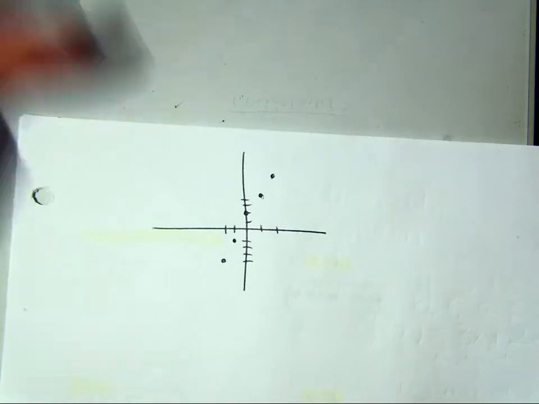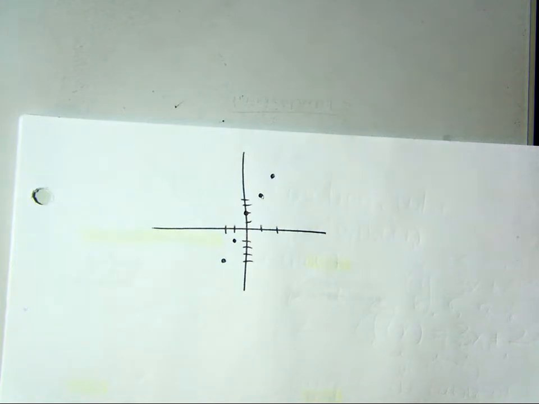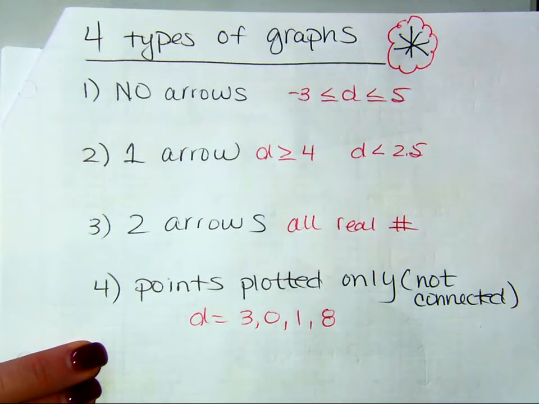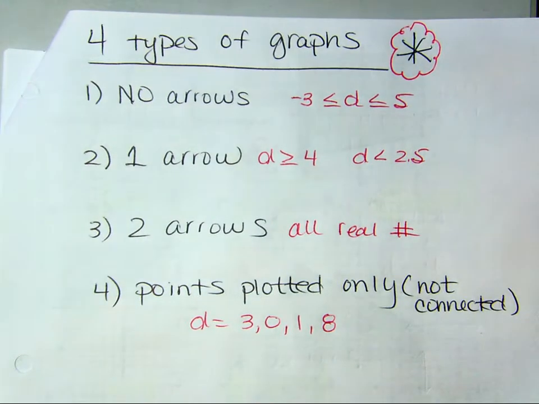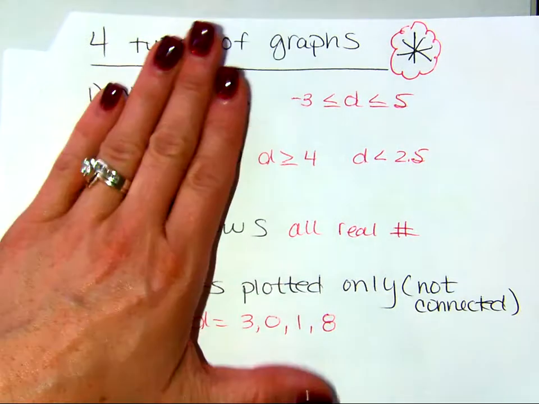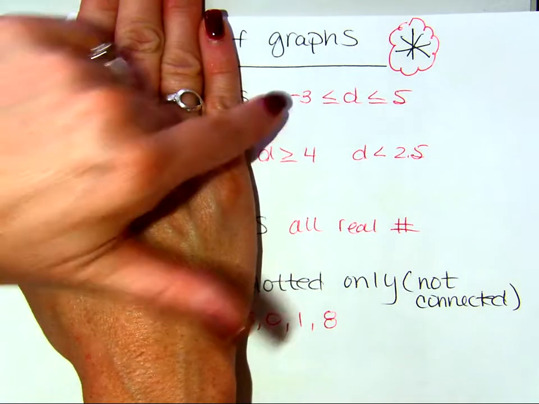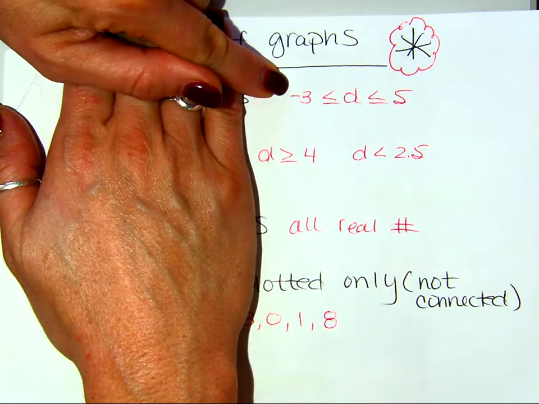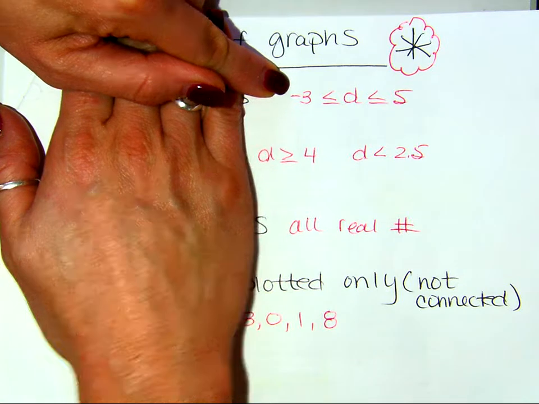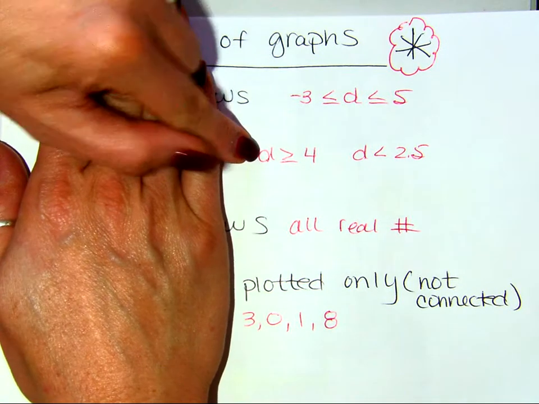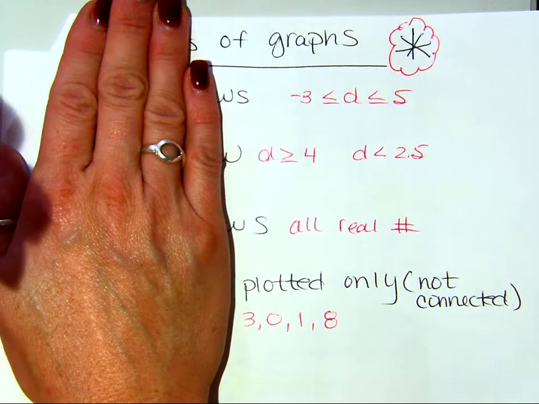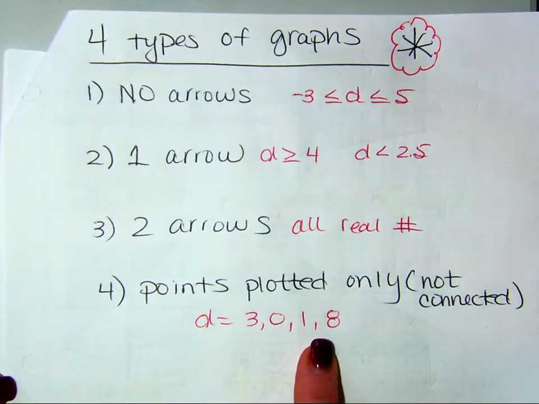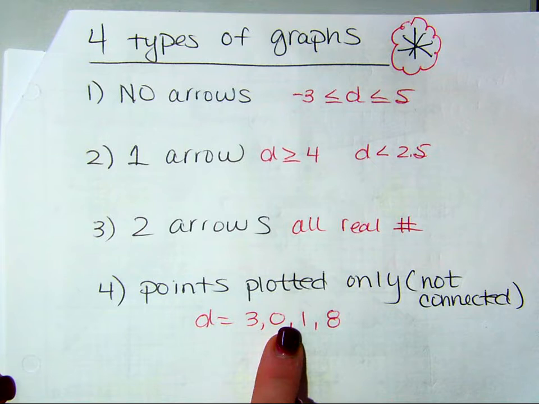So that's where this comes in really handy. So there's 4 types of graphs. Depending on what my domain can be, which one of these fits? So now I'm covering these up, looking at the red. Was the domain I gave you 2 numbers and a bunch of numbers in between them? No. Was it greater than 1 and the rest in the direction? No. Was it all real numbers? No. Was it just a bunch of points? Yes.